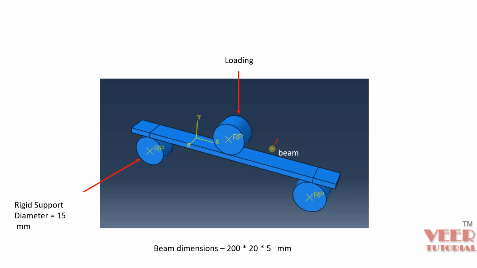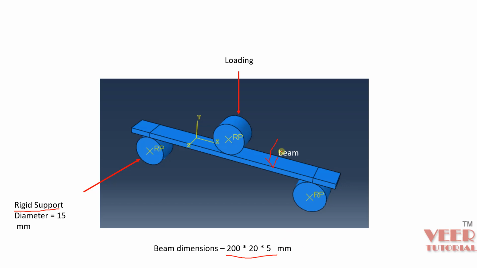Here we have a beam. So this beam is made of certain material. Now this beam is supported by these two rigid supports. So we can see this is the rigid support and the diameter of this is also provided, similarly here. The load is transferred from this vertical direction, and the load is transferred through this roller onto this top side. The dimension of this plate is given like this, and all the dimensions are in mm or millimeter.